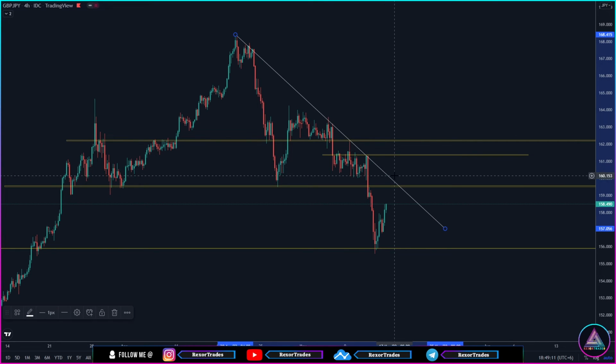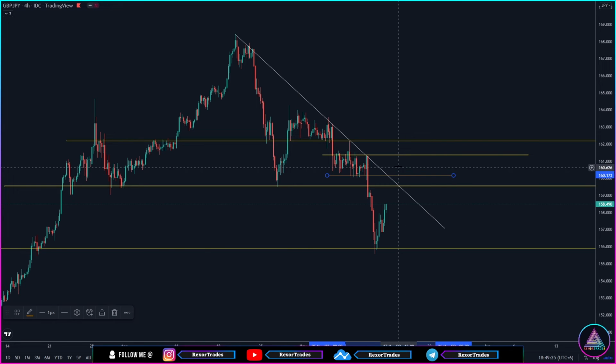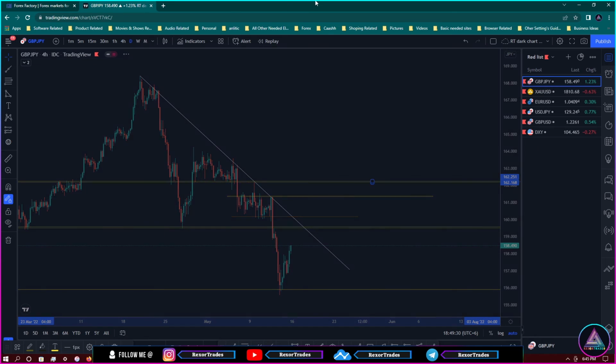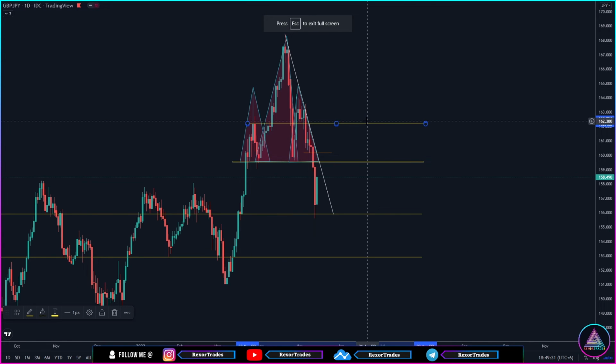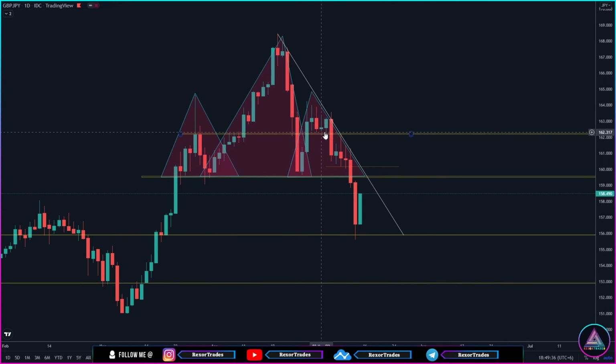However, if GBPJPY, instead of respecting this downtrend line over here, makes a breakout of this downtrend line and probably makes a breakout of this possible key level like this with further bullish move, then GBPJPY might come all the way up to retest this key zone over here, which you saw on the daily time frame right around here. And also you can see how important a key zone that is, as you can see all these retest points on this key zone over here.